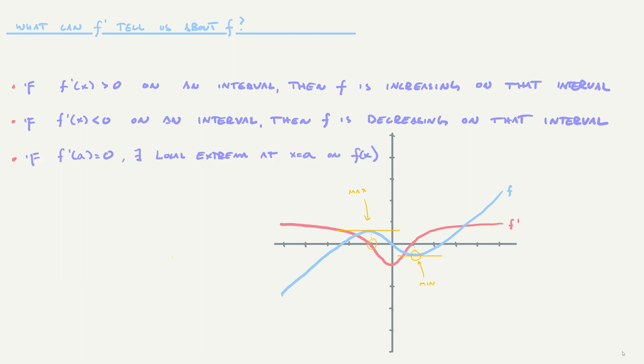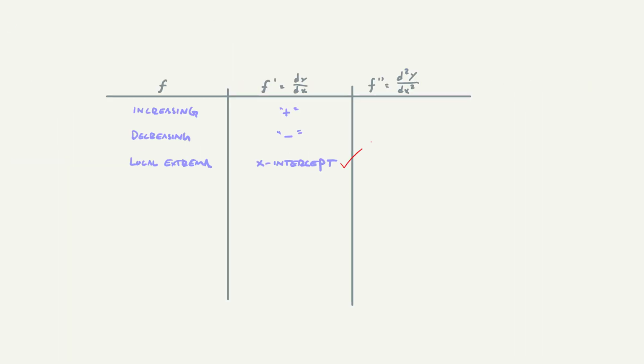But first, let's clearly state this fact. If f prime of a is equal to 0, there exists, which is what that little symbol, the backwards E, means, a local extrema at x equals a on the f of x function. So let's get that squared away. Local extrema for f means f prime has an x-intercept, and vice versa.